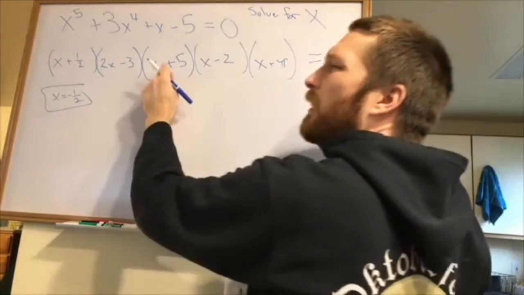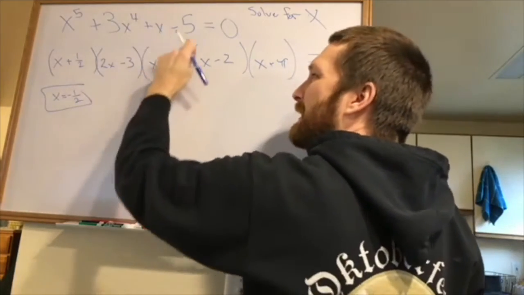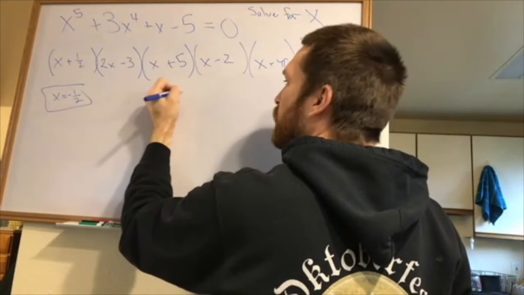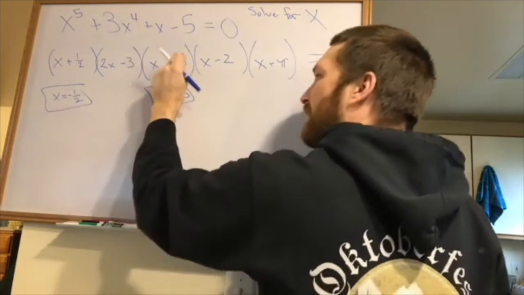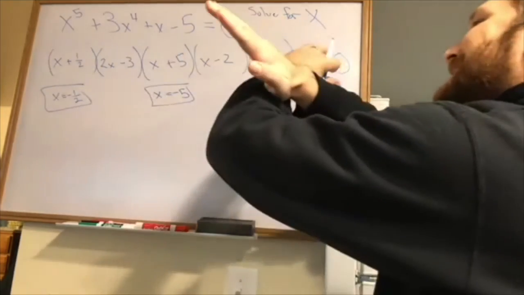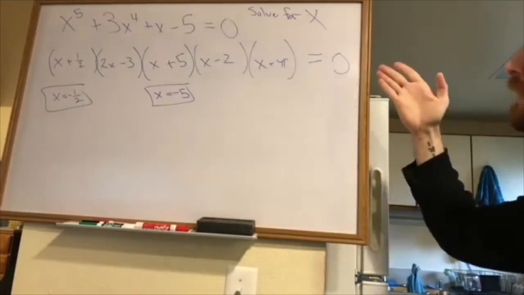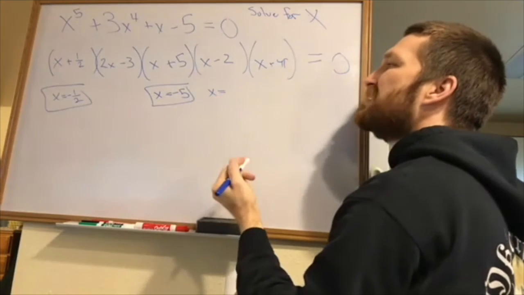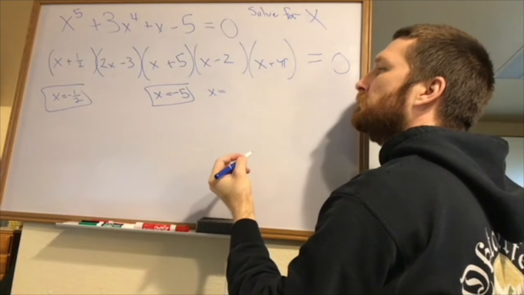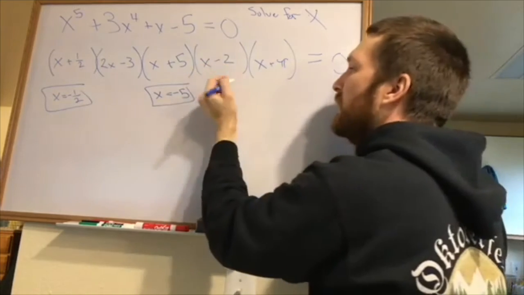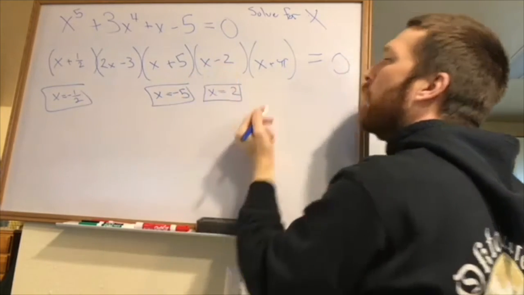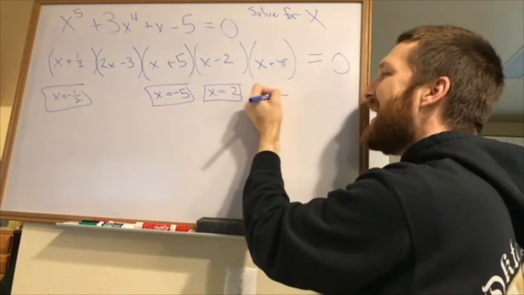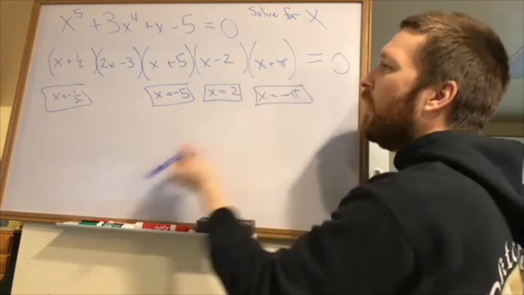Right here, what do I plug in for x to turn that factor into 0? Minus 5. If x is equal to minus 5, then that factor will be 0. Then the entire thing goes to 0. This will be a true equation. What about here? X equals what makes that 0? 2. If x is equal to 2. What about this one right here? Negative pi. X equals negative pi. What about that one?